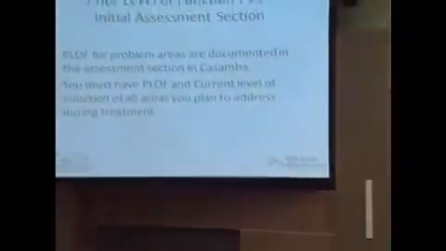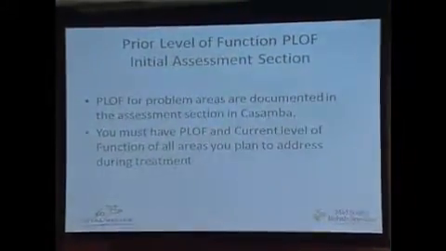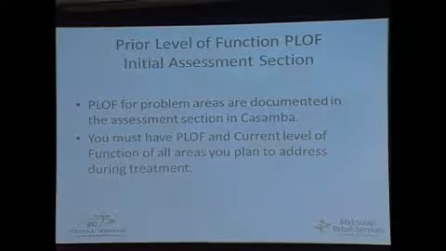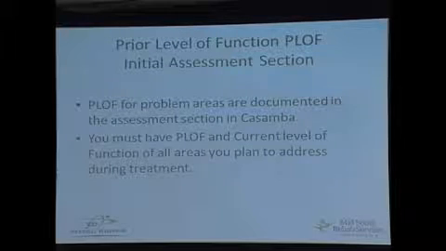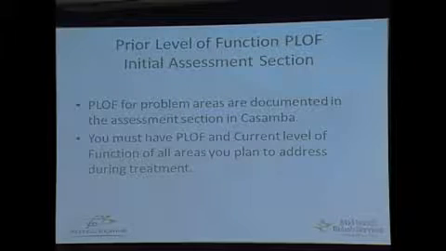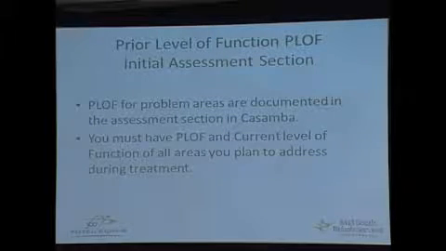Okay, so prior level of function. Make sure you document the prior level of function for the problem areas that you documented in the assessment section in Cassandra, because you all put that in your assessment section. Whatever the prior level of function was in your assessment, you're going to pull that piece out, that they were independent, min assist, that's what you're going to write in your PLOF area. You must have a prior level of function and current level of function for all areas that you plan to address. And this is in your assessment section, all right?